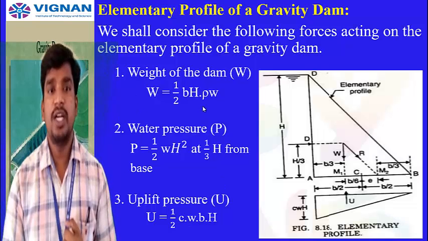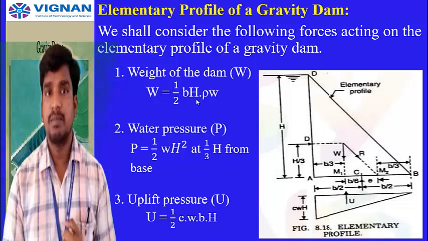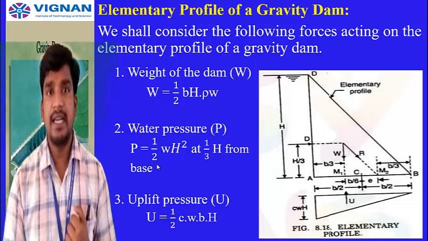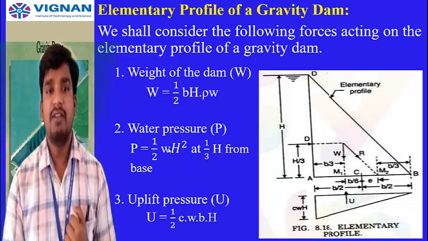Here the weight of the dam, as this is a right angle triangle, is calculated as half into B into H into rho, where B is the base width of the dam, H is the height of the dam, and rho is the specific gravity of the dam material, and W is the density of water. The second force we are considering is water pressure, denoted with P. This water pressure is calculated as half into W H square, where W is the weight of water and H is the height of the dam. This P, water pressure, is acting at a distance of one third of the height of the dam, that is at h/3 from the base of the dam, as indicated here.